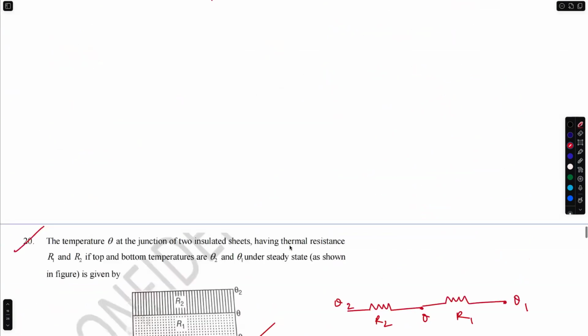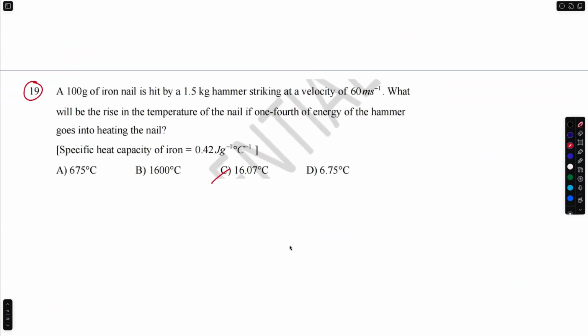Next. All integers are done. 100 grams of iron nail is hit by a 1.5 kg hammer striking at a vertical velocity of 60 meters per second. What will be the rising temperature of the nail if 1/4 of the energy of the hammer goes in heating the nail? What is the kinetic energy part? Half into 3 by 2 into 60 into 60 is, okay, 1 minute. This is the total kinetic energy.